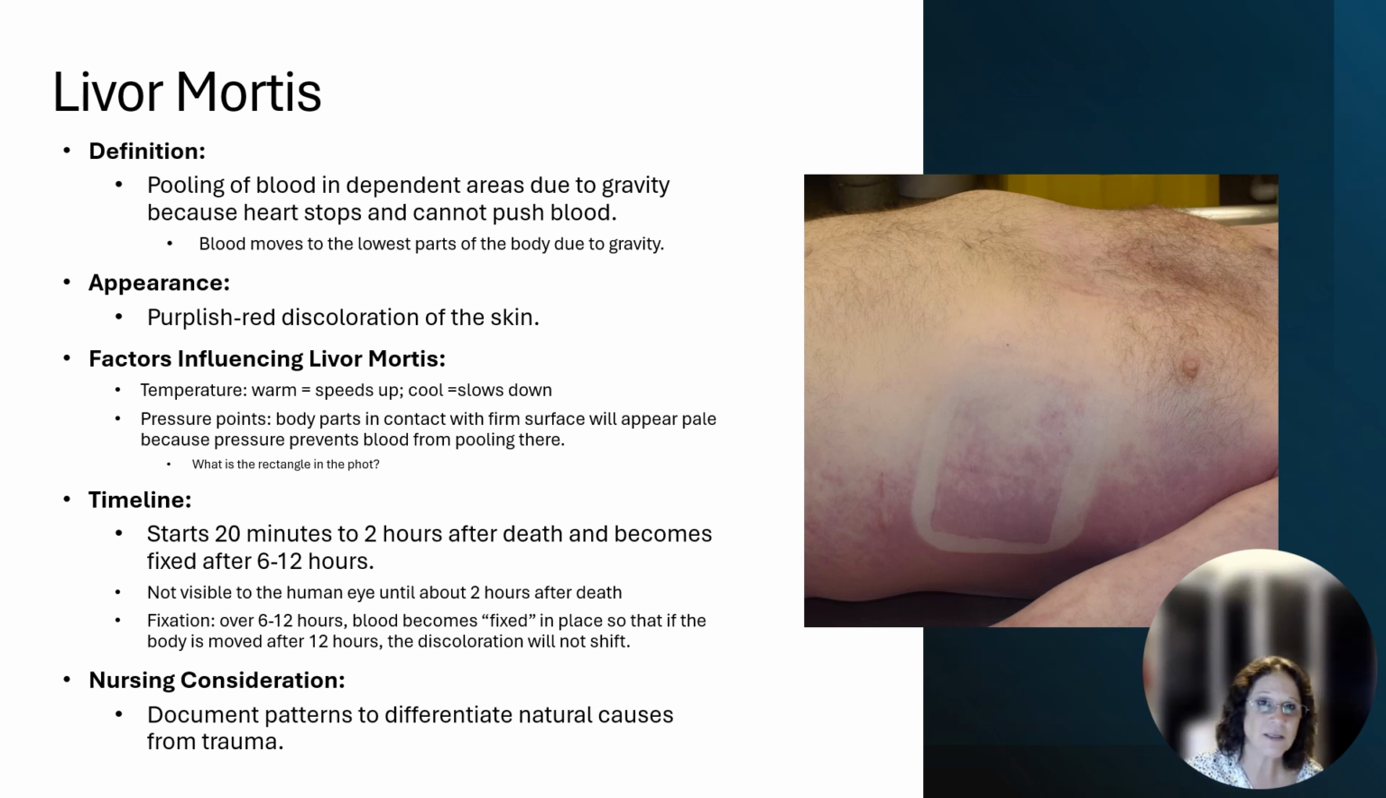It's not just in your back. Like, they will have it in their fingers, all of the places where gravity is pulling blood. That's where they're going to end up having it.